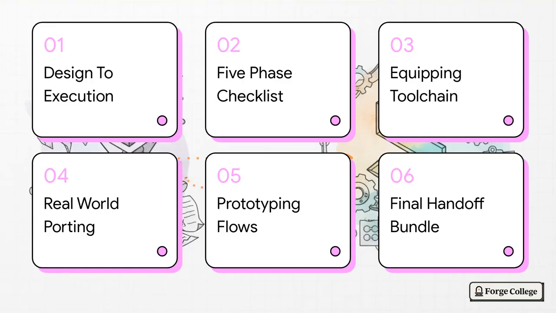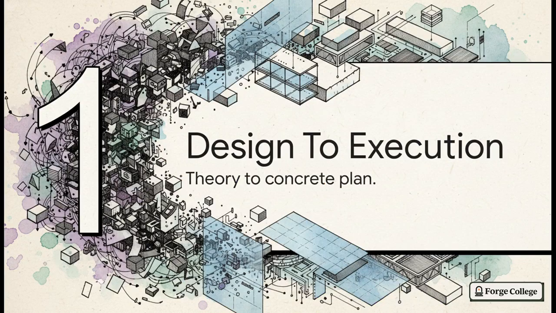So, here is the schematic overview for today's build. We're going to start by bridging design to execution, then go through the 5-phase checklist, figure out how to equip your toolchain, and walk through a real-world porting example. After that, we'll cover prototyping critical flows, and finally, wrap up with the final handoff bundle. Section 1. From design to execution, turning theory into a concrete build plan.